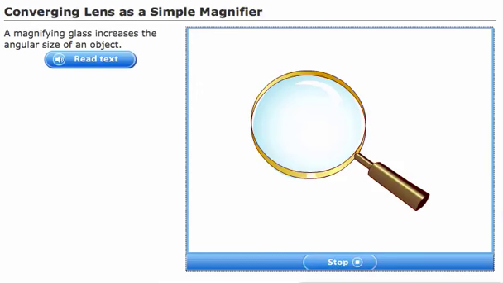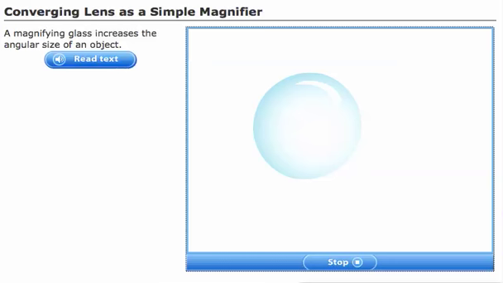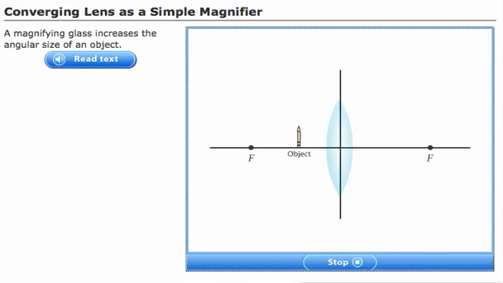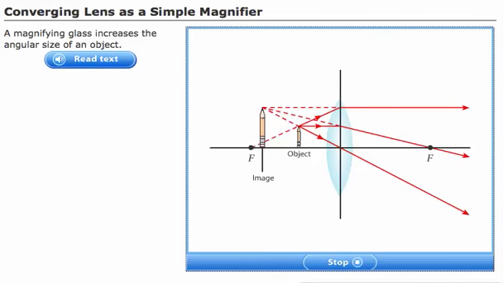A magnifying glass is a converging lens and is an example of a simple magnifier. When an object is placed just inside the focal point of a lens, a magnified virtual image appears on the same side as the object.